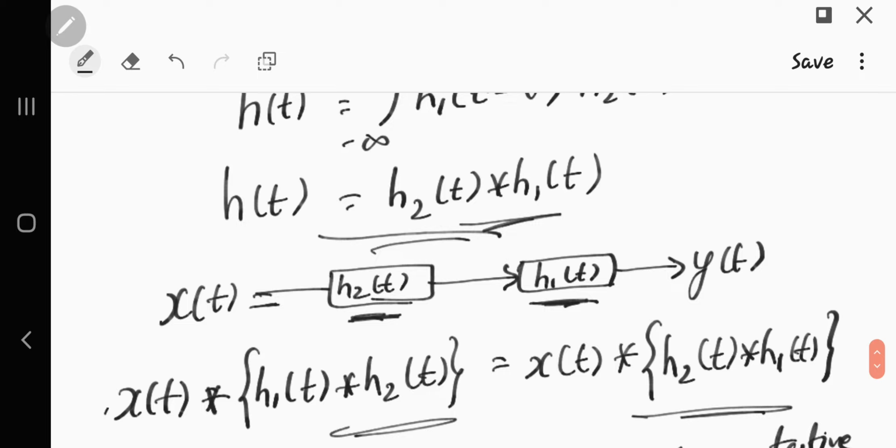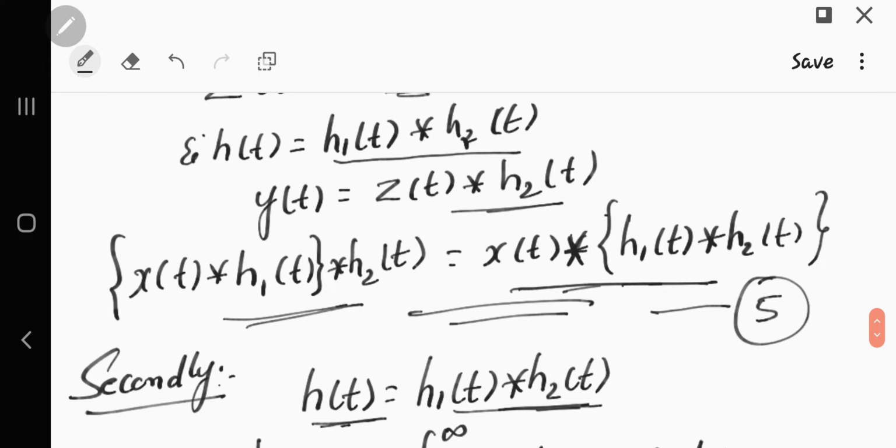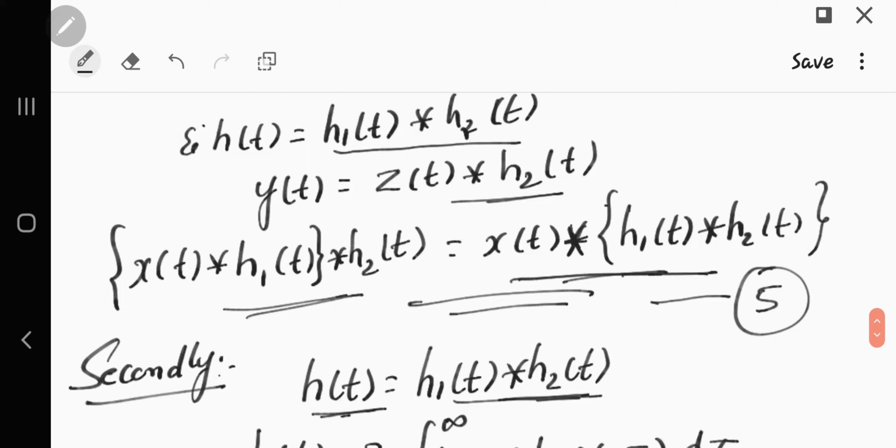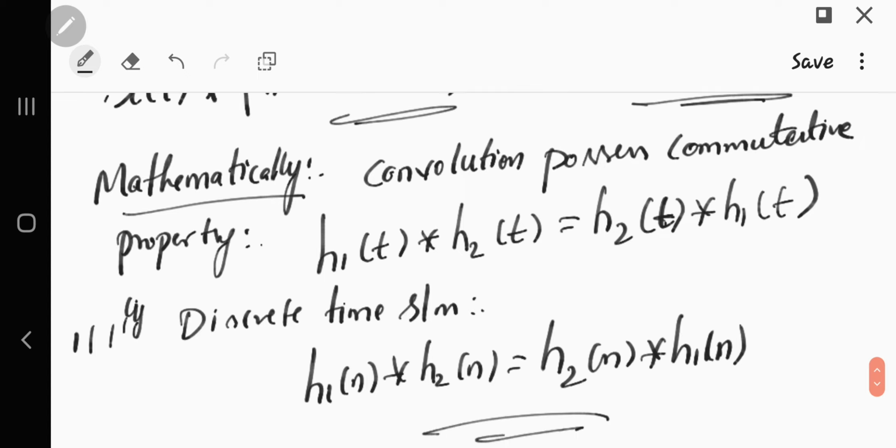So from that property we can say that on the RHS, you can see this part, this order can be interchanged, and there is no change in the output of the system. That is the second thing we got. So mathematically, when the systems are connected in cascade, the order is independent. The LTI system is independent of the order in which the systems are connected. That is the meaning of it.